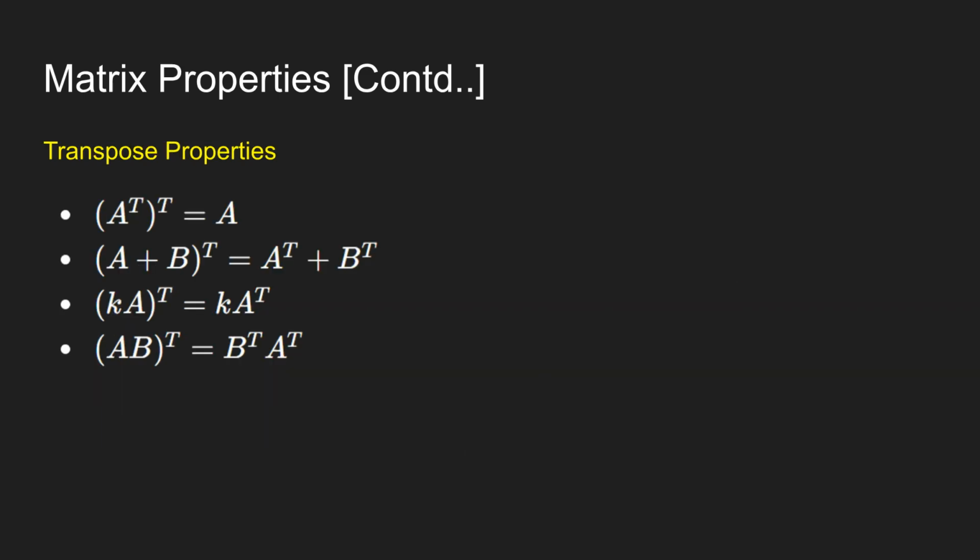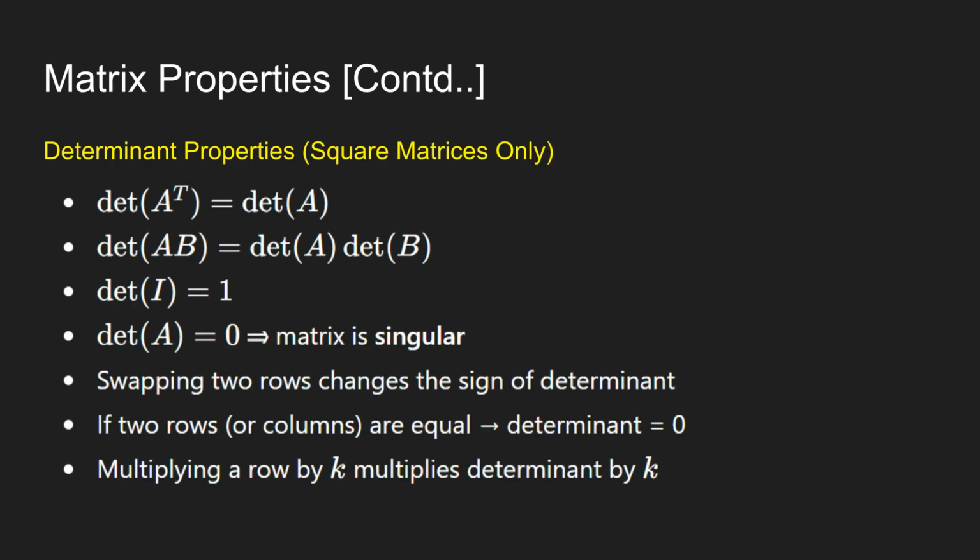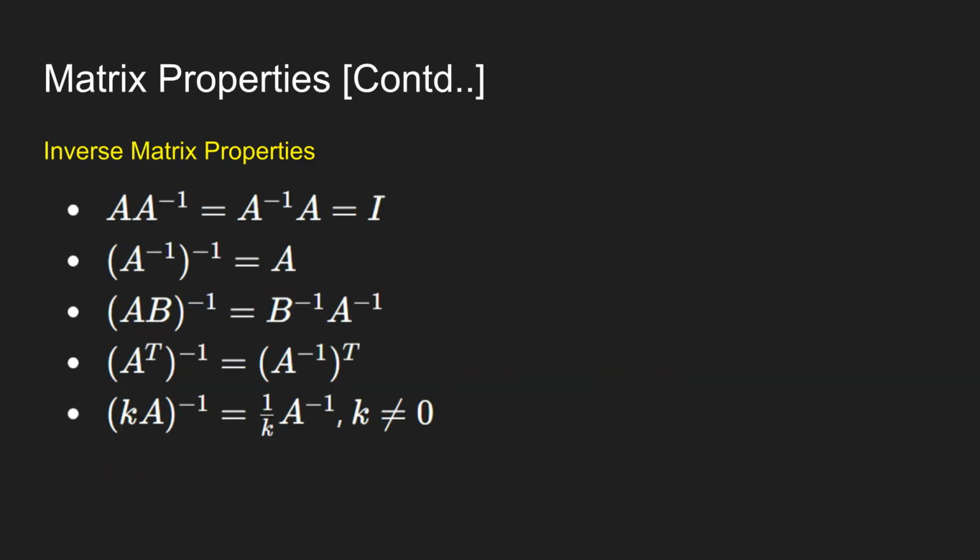This slide outlines the properties associated with the transpose operation, including how it behaves with addition and multiplication. Here we see the crucial properties of the determinant, which apply only to square matrices, such as how it changes under transpose or multiplication. This slide details the fundamental properties of the inverse matrix, including the double inverse and the inverse of a product.